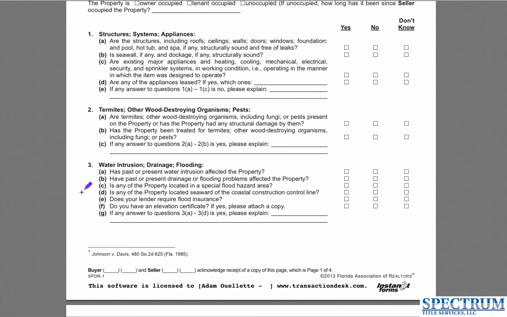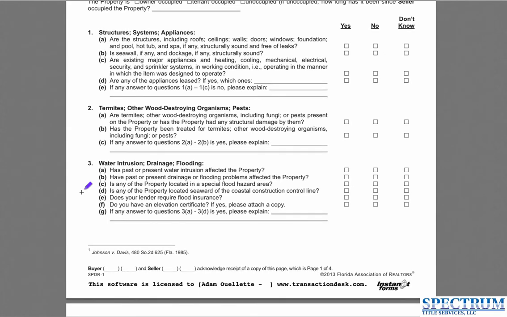Water intrusion, drainage, flooding. Has there been any water intrusion affecting the property? Are there any drainage or flooding problems? Is it in a flood zone? It asks here, section F, if the seller has an elevation certificate. If the buyer is obtaining a loan, we as the title company will order a new survey and an elevation certificate regardless. So that's not something that the seller has to have. We'll know that information.